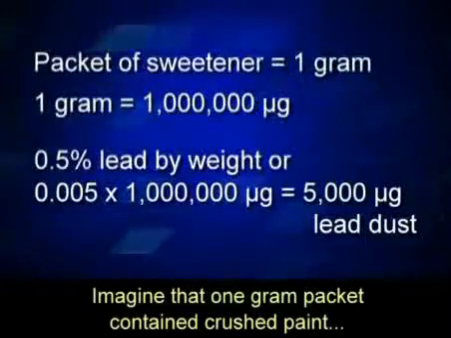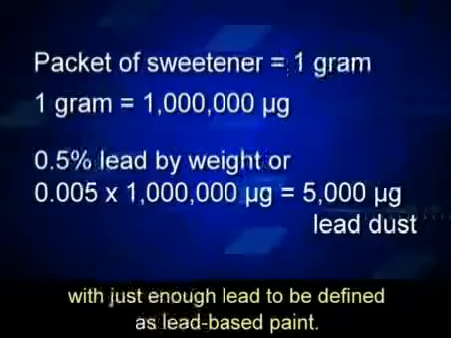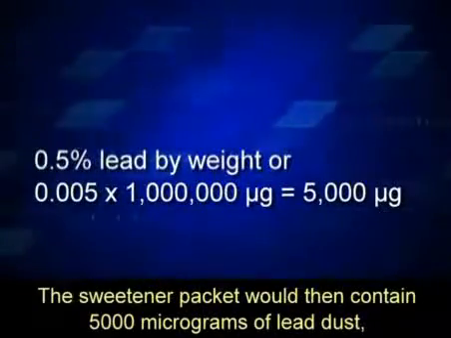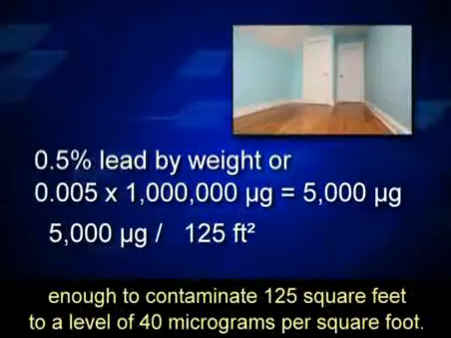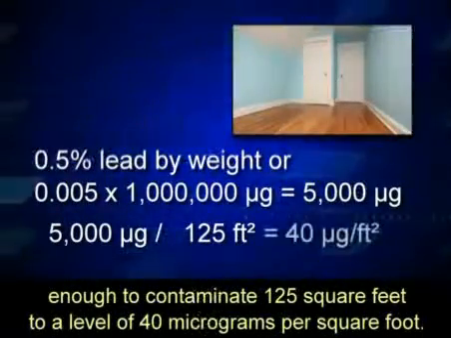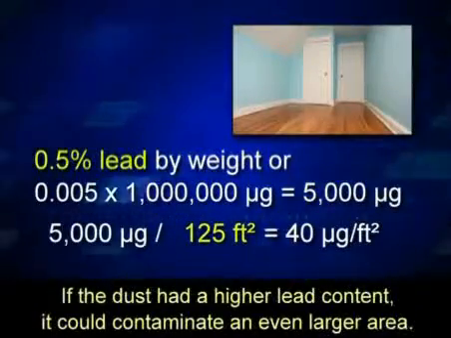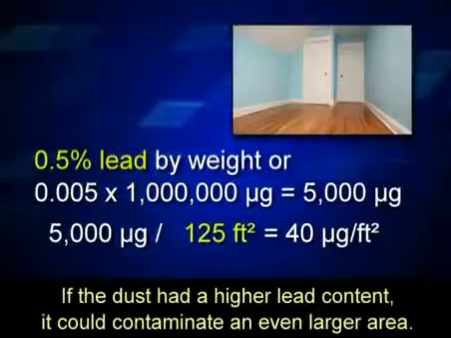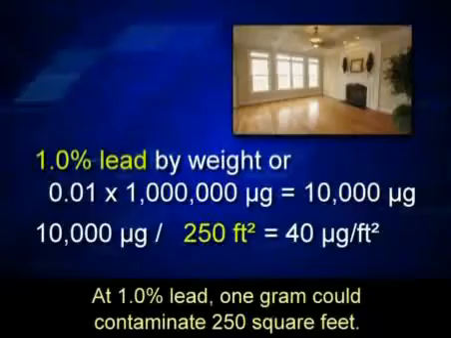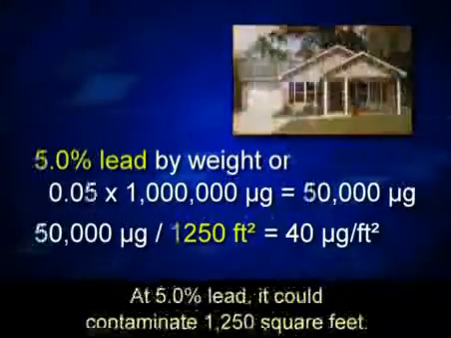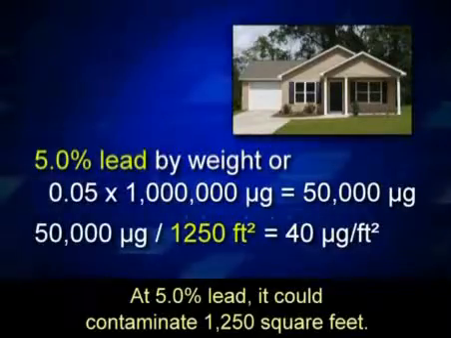Imagine that 1 gram packet contained crushed paint with just enough lead to be defined as lead-based paint. The sweetener packet would then contain 5,000 micrograms of lead dust, enough to contaminate 125 square feet to a level of 40 micrograms per square foot. If the dust had a higher lead content, it could contaminate an even larger area. At 1% lead, 1 gram could contaminate 250 square feet. At 5% lead, it could contaminate 1,250 square feet.